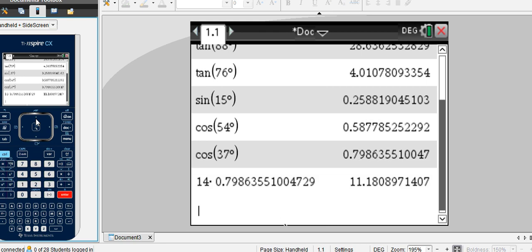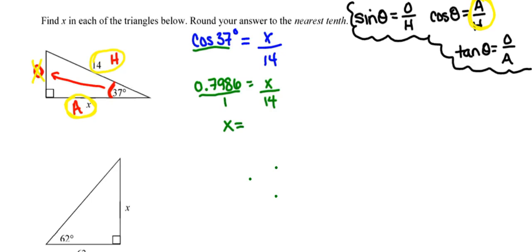They want us to round this to the nearest tenth. So to the nearest tenth, this answer is going to round to 11.2. And notice that on my paper, instead of writing equals 11.2, I'm going to use the is about sign to indicate that that's a rounded number. So the value of x in this problem is approximately, or rounded to the nearest tenth, 11.2.